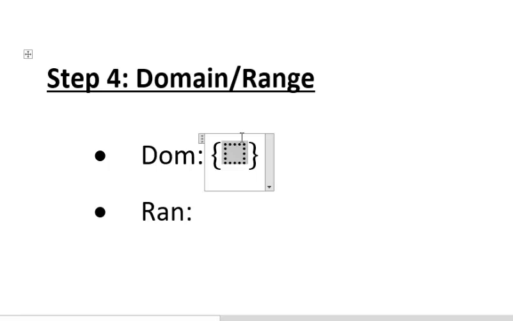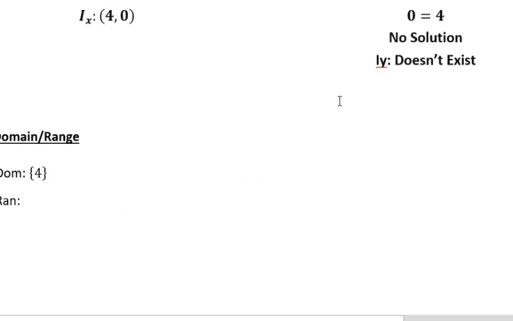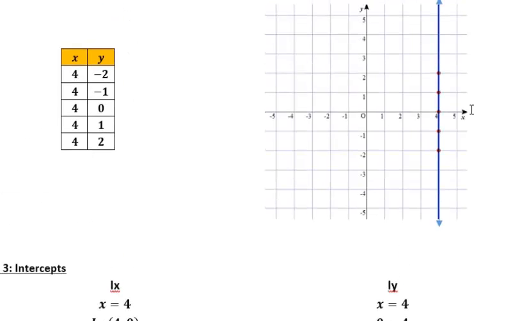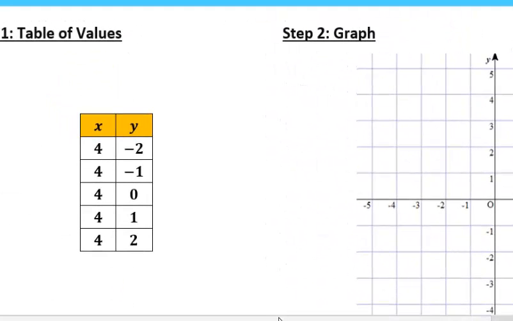Remember that we have to use curly brackets to put numbers. So the domain will be number 4. Okay. Now what about the range? The range is vertically speaking. So vertically speaking, where do we have drawing?